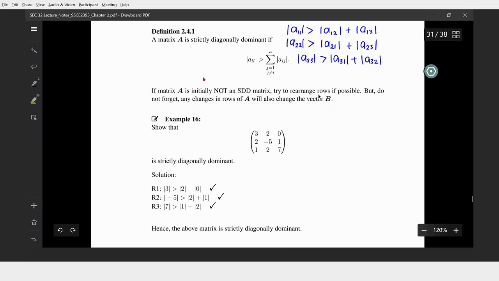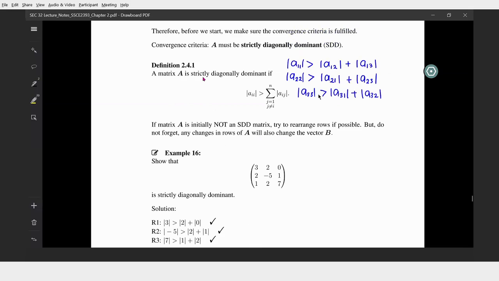In a problem, you might have a matrix A which is not SDD initially, but you need to try to rearrange the rows if possible. If it's possible, it should become an SDD matrix. Otherwise, if you cannot form the SDD, you cannot use Jacobi or Gauss-Seidel, because if you still proceed, you will end up with a divergent situation and will not get your answer at the end. So for Jacobi and Gauss-Seidel, first of all, you need to check for SDD.